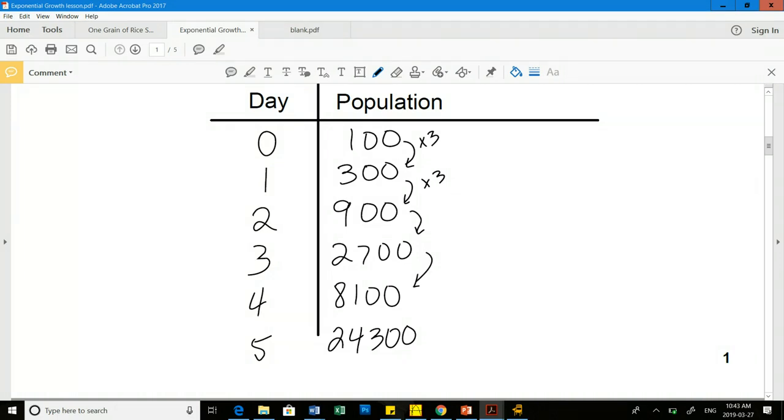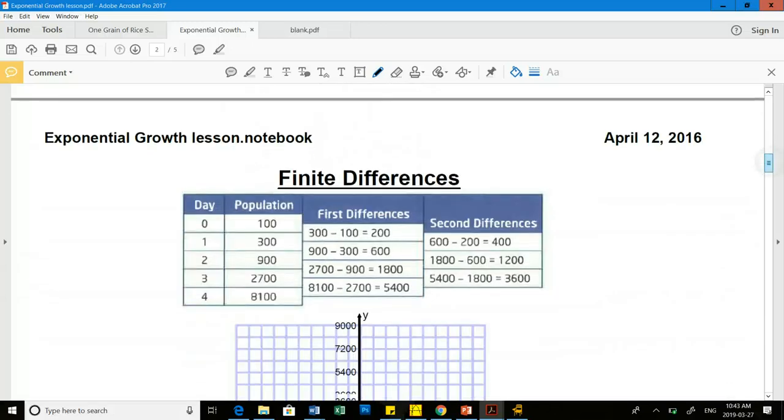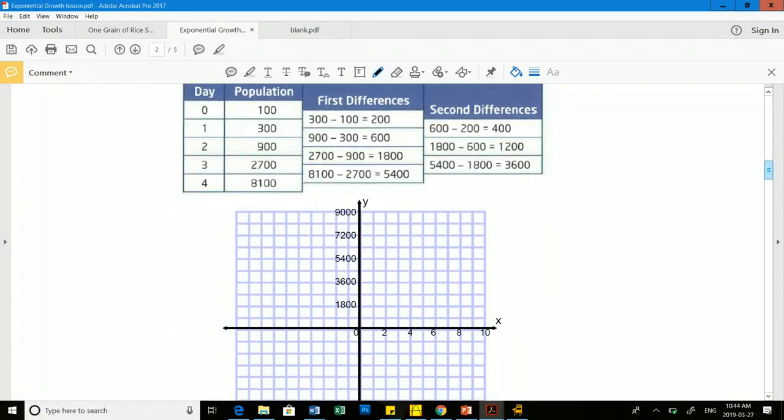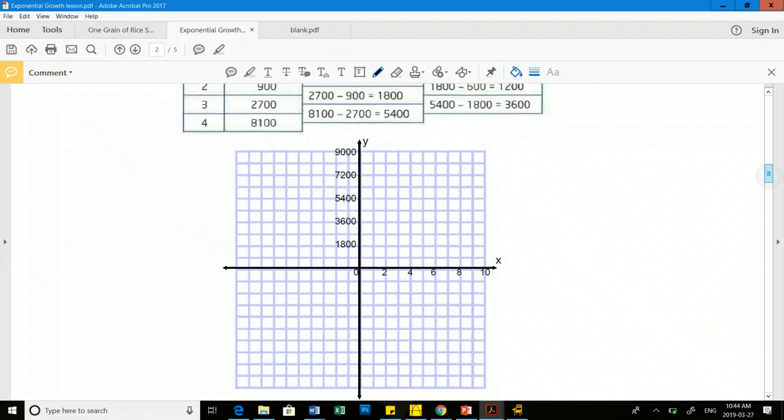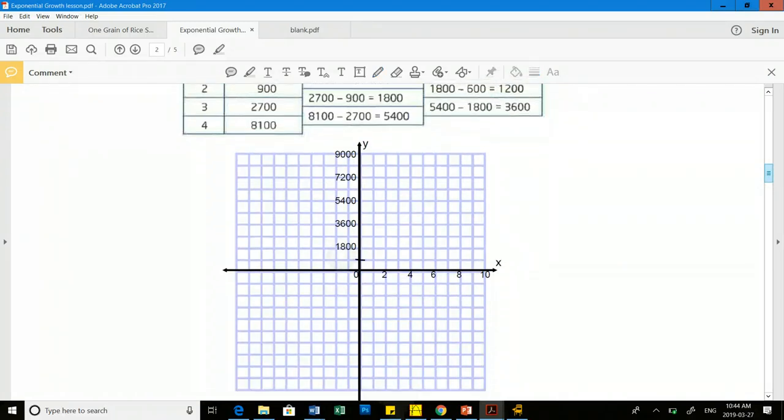All right, so we can already see that within the span of 5 days, 100 bacteria cells have grown all the way to 24,300. Now, I want to know what this looks like graphically. So this is actually already mapped out for us here. We're only going to be able to fit up to the 4th day on this graph. So we're going to graph from the initial observation, or day 0, all the way up to the 4th day.